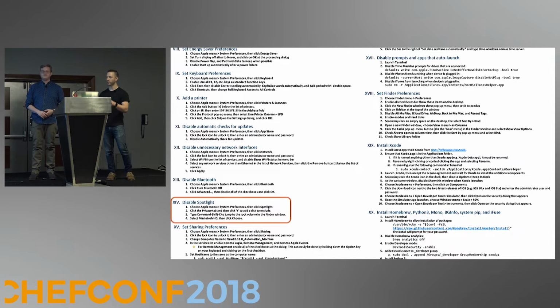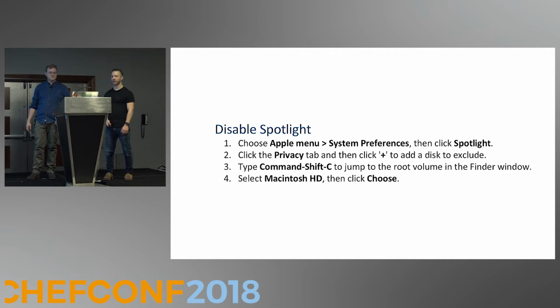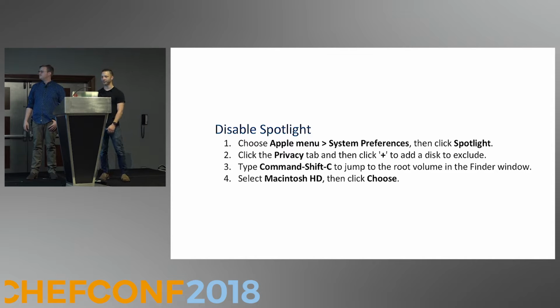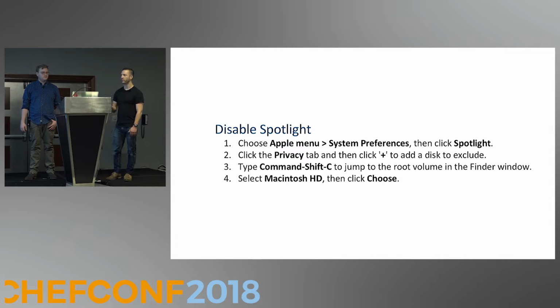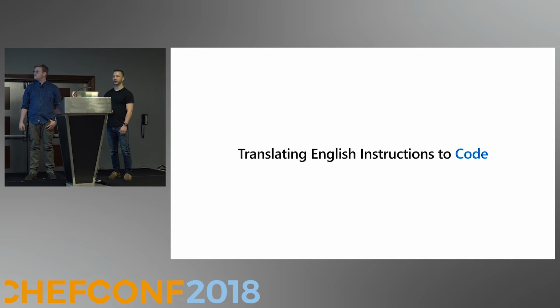But I want to focus on one step in particular, which is disabling Spotlight. This is step 14 in the middle of like 6 pages. Disabling Spotlight, pretty straightforward. Go to the Apple menu, System Preferences, Spotlight, Privacy tab, hit plus, Command-Shift-C, go to the root volume, Macintosh HD, you get it. In this case, we're disabling Spotlight because we want to save energy from building that metadata store over and over again. That's a lot when you're testing and building macOS, and so we want to save as much CPU power as we can. So our question and challenge was, how to turn these English instructions into code.